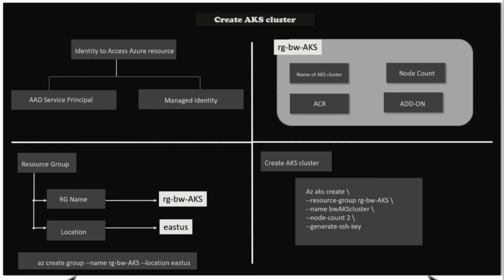The command we are going to use is az aks create. Our resource group name is rg-bw-aks.